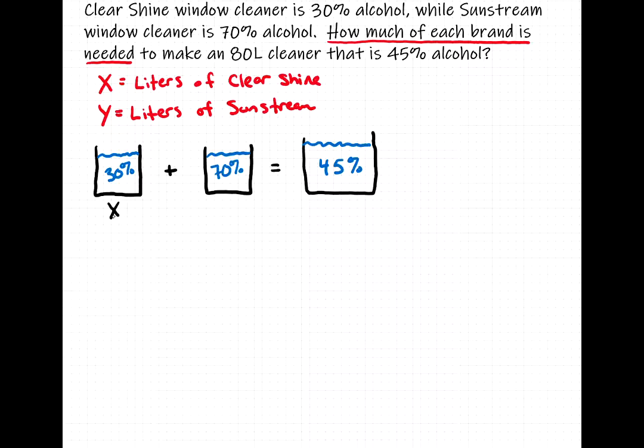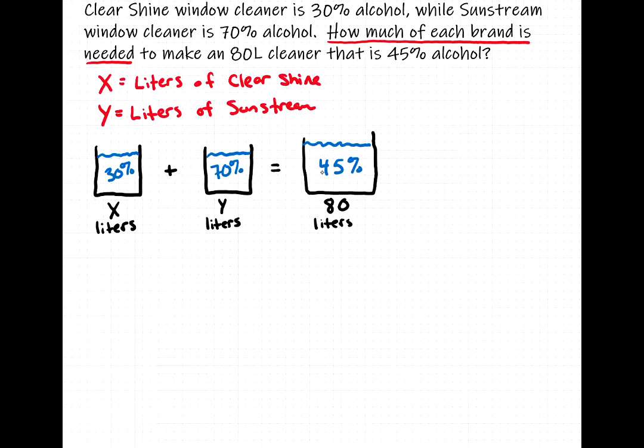We don't know how much of this 30% cleaner, so we'll call that X liters. So there's X liters in that first container, and there's Y liters in that second container, but we know that there are 80 liters in that final mixture. Okay, so we know two things about that total overall mixture. That total mixture is going to be 80 liters. So that's something about the amount of liquid. And we know something about the percentage of alcohol. So it's 45% alcohol.